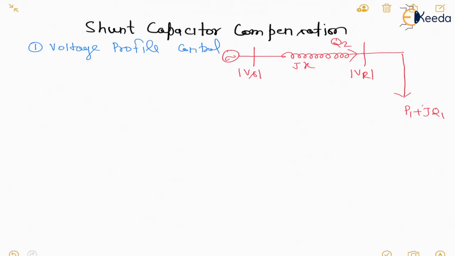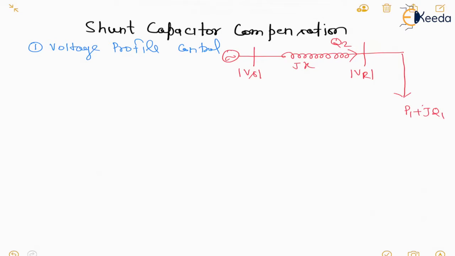In voltage profile control, I am going to discuss without compensation. So without compensation, if Q1 is equal to Q2, then VR will be equal to Vs. If Q2 is less than Q1, then VR will be less than Vs. If Q2 is greater than Q1, then VR will be greater than Vs. So three things we have studied.